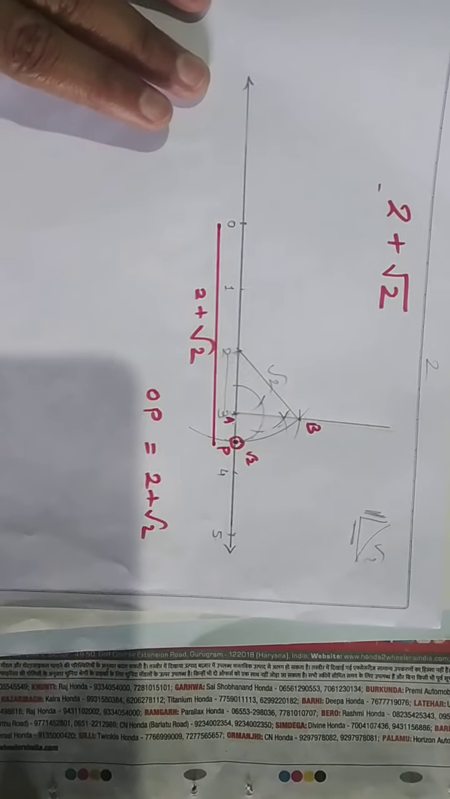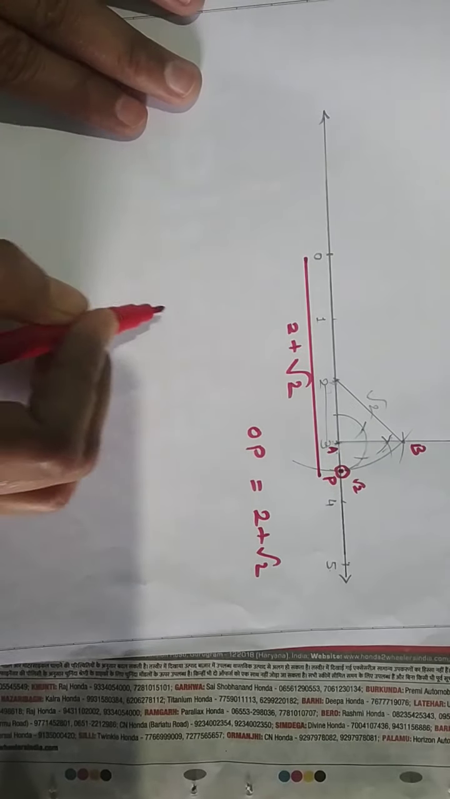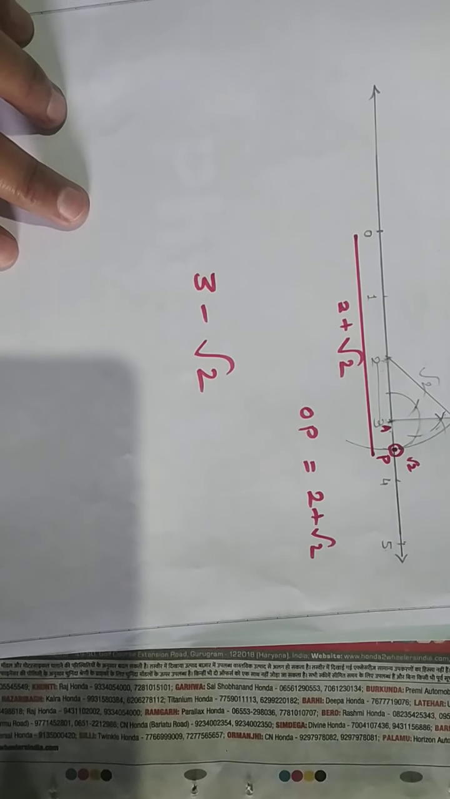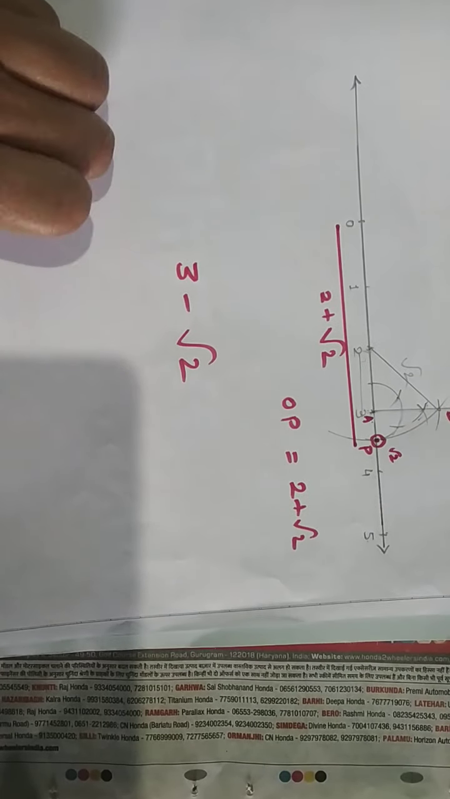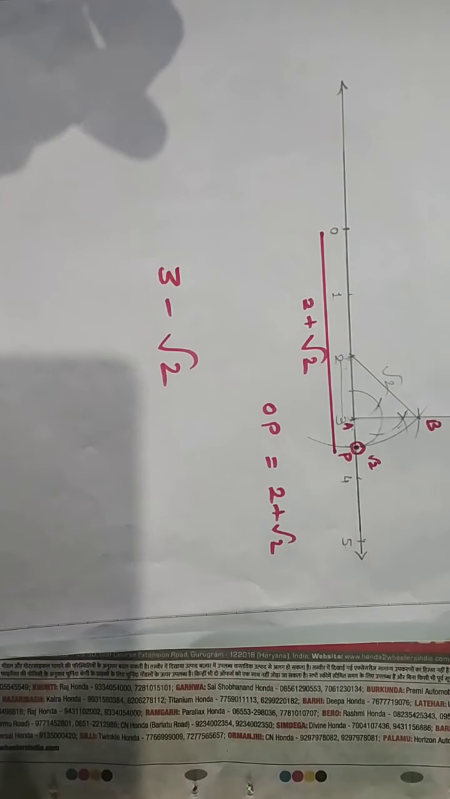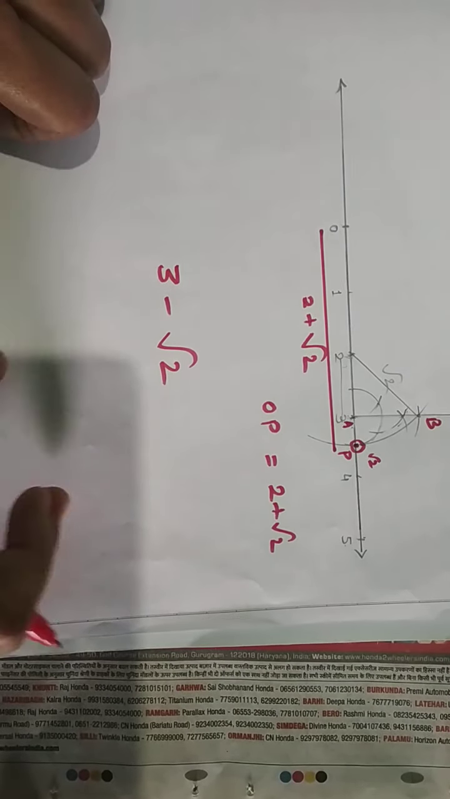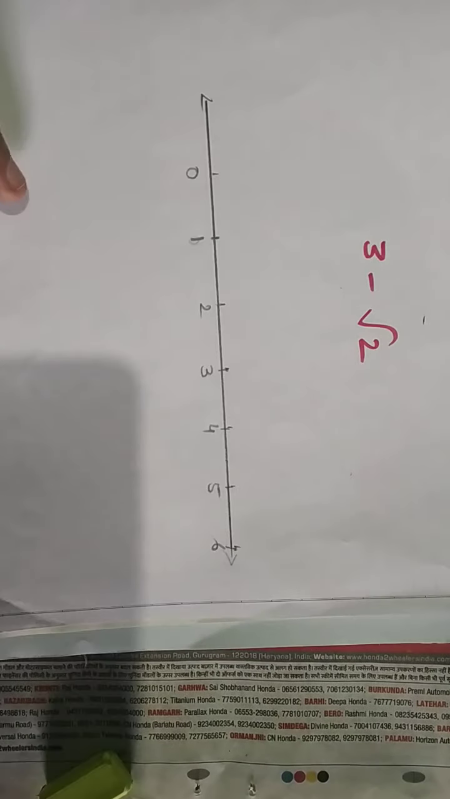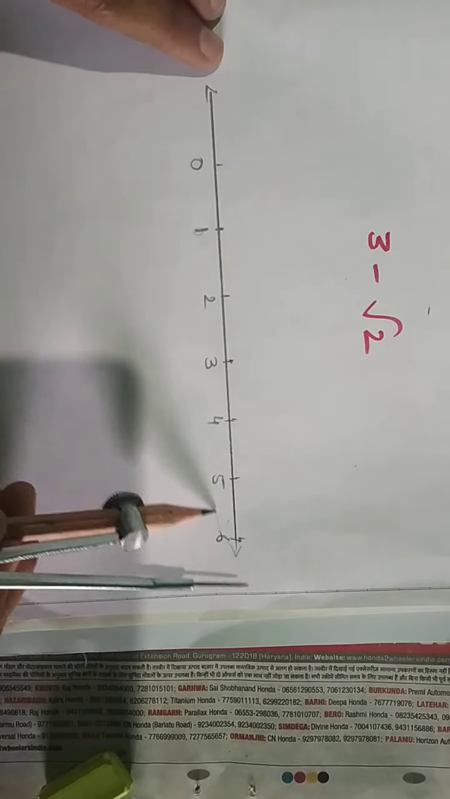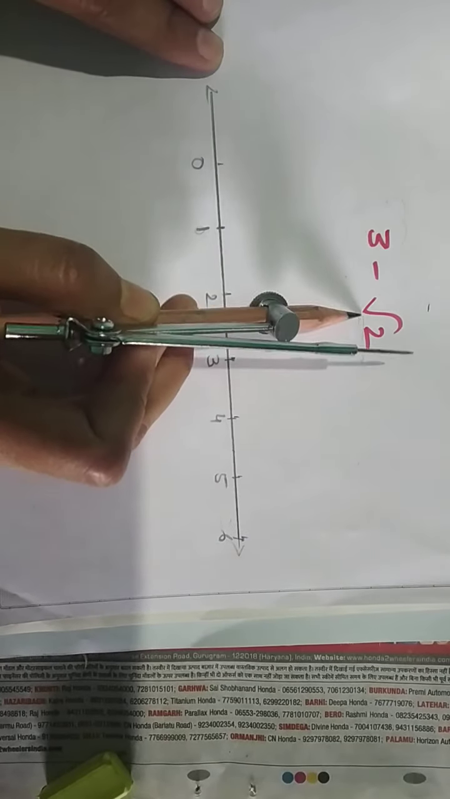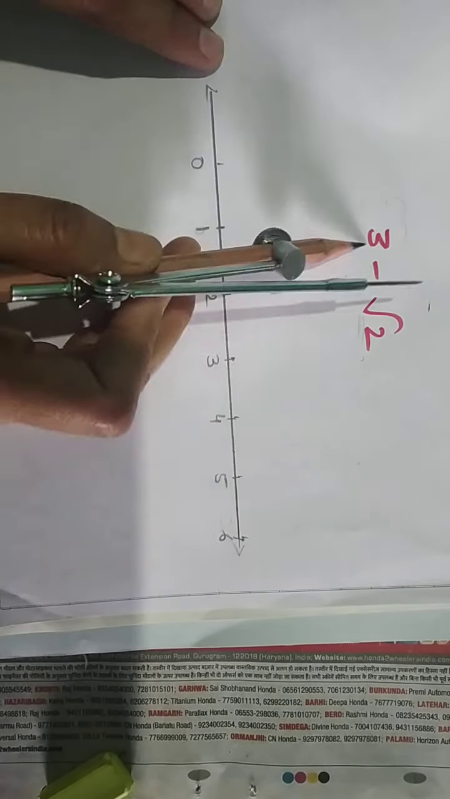Now suppose next you have to draw 3 minus under root 2. Then for this what will you do? I have taught you how to draw under root 2 and minus under root 2 on the number line. For minus under root 2 we take the negative side. Let's see, you will understand better. For this we will first draw a number line. Here is 3 minus under root 2. This 3 is a whole number, and this is an irrational number. So this 3 you can plot easily.